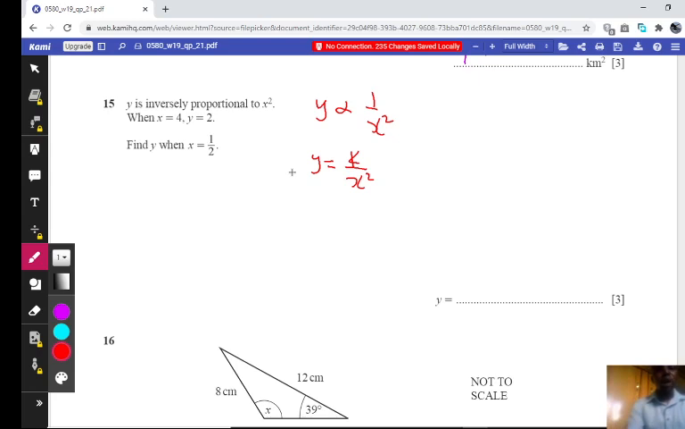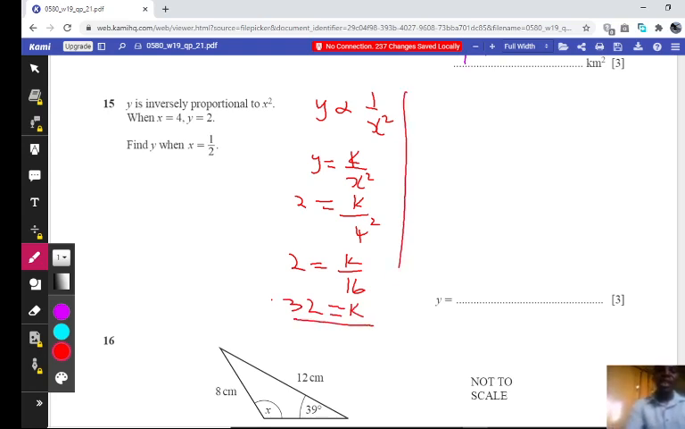So x equals 4, y equals 2. You put 2 where there is y, and you put 4 where there is x. It will be 4 squared. Then you can simplify this one, k over 16. Then you multiply by 16 both sides. It will be 32 equals k. So you get k equals 32. After that, you substitute here to find the equation connecting y and x. So it will be y equals k, you put 32 over x squared. Then with this equation, that's when you can answer that question.